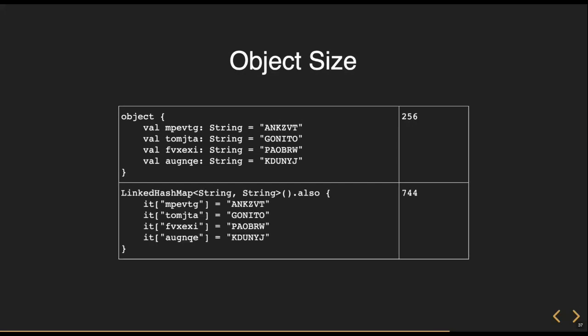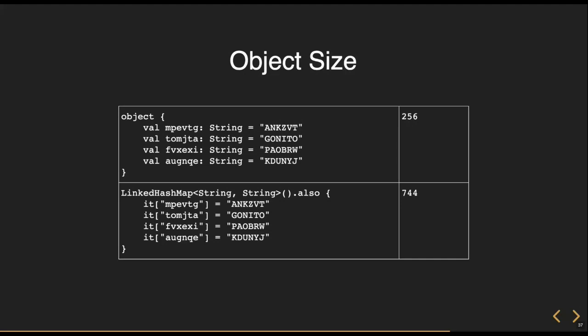So I create a linked hash map, and I fill it with the same values, and I end up with 744 bytes. So the overhead is caused by the map structure itself, all the entries which need to be allocated, and the strings that are in the keys. So you can see that's quite a bit of overhead just for using unstructured data rather than putting it into an object.